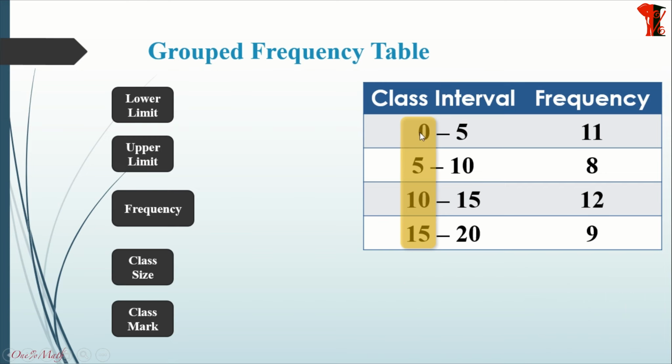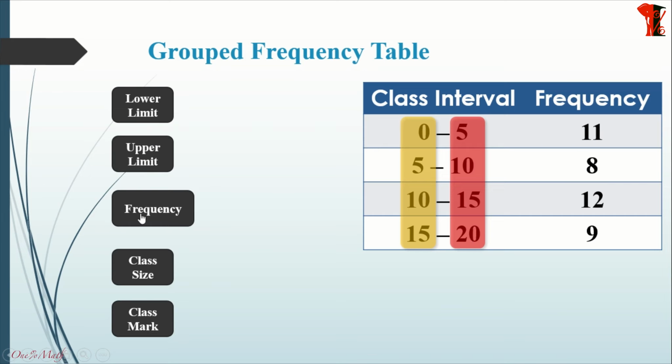In the class interval, the number at the beginning is called the lower limit. That means this is the least possible number we take in this group. Now regarding the upper limit, you understood that 5, 10, 15, 20 are the upper limits. Correct? Yes, these numbers are called the upper limit.